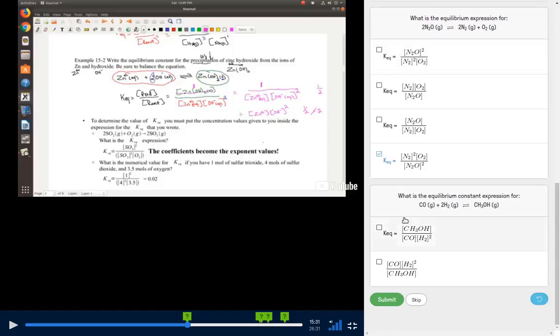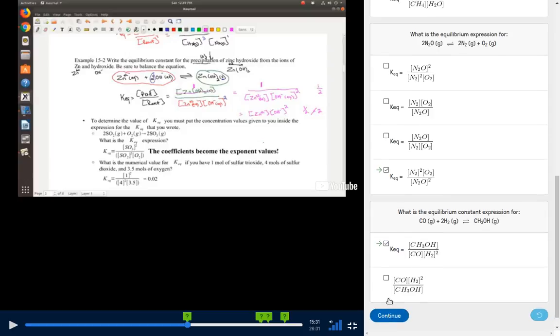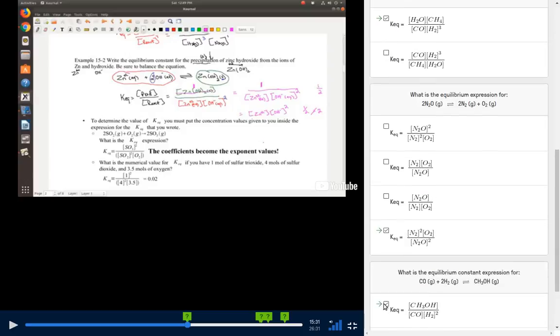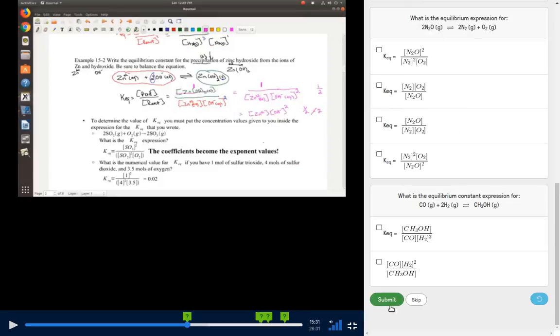And the last one, what's the equilibrium constant for this expression? Products over reactants, this one. Again, all these are gases, so nothing's simplified. And this time I did put the coefficients in. So submit that, double check our answers. Yes, we got them all correct. Okay. So now we can continue again.